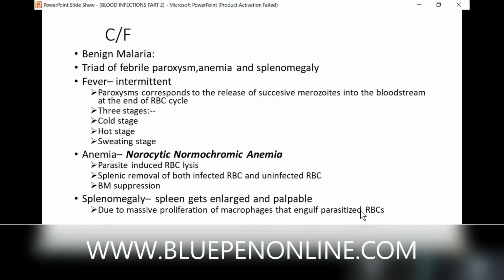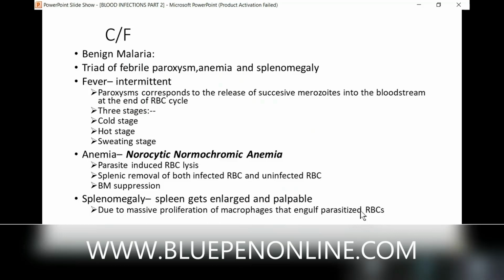The next is splenic removal of both the infected as well as the uninfected RBCs by the spleen. There will also be bone marrow suppression, because the bone marrow will be signaled to suppress RBC production. There will be decreased RBC production, but the RBCs produced won't be damaged, so there won't be any problem with the RBCs. That's why normocytic normochromic anemia is seen. Remember that the anemia in malaria is normocytic normochromic anemia.